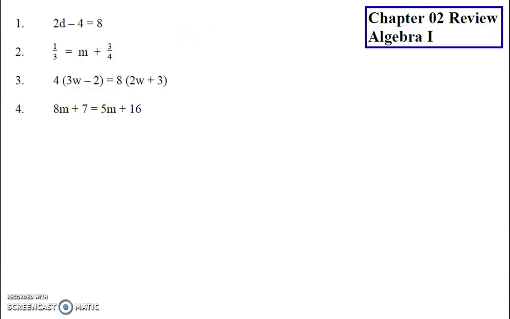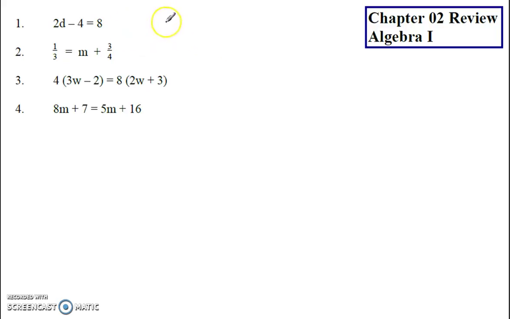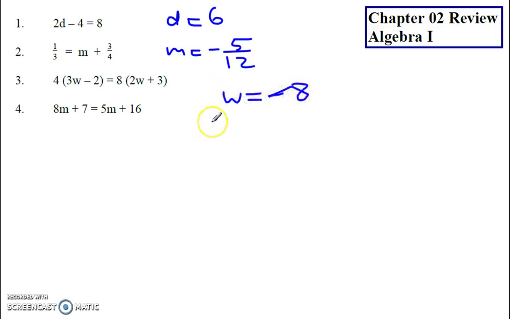Alright, welcome back, and here we go, Chapter 2 review for Algebra 1. Number 1 is d equals 6. Number 2, m is negative 5/12. I'm going to give you some of these answers. Some of them I will review in detail. Number 3, w is negative 8, and on number 4, m equals 3.